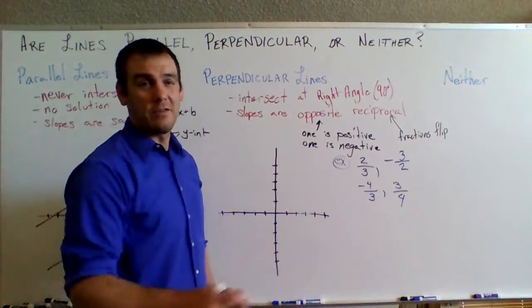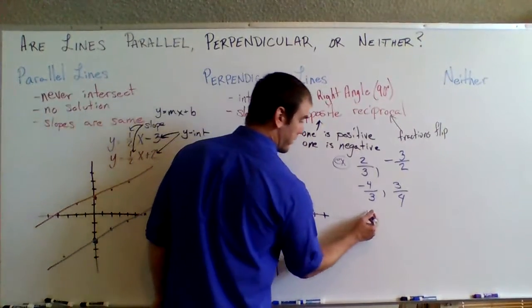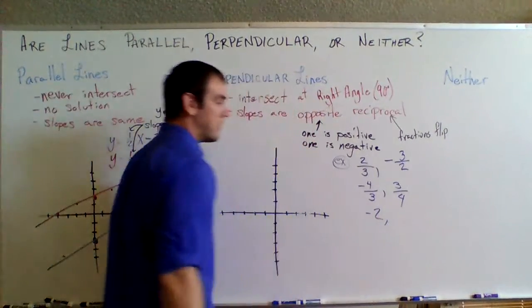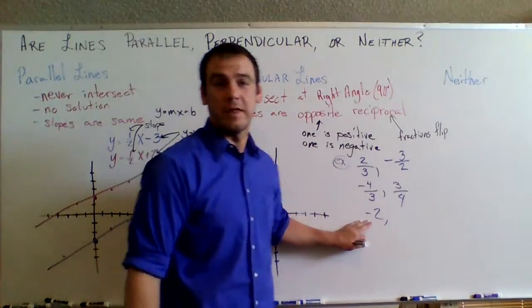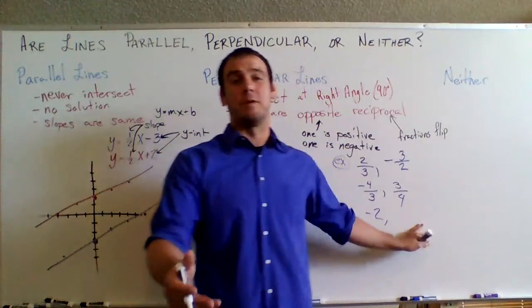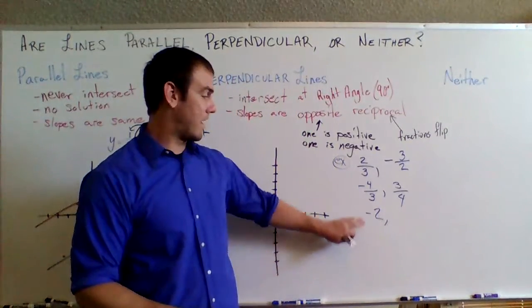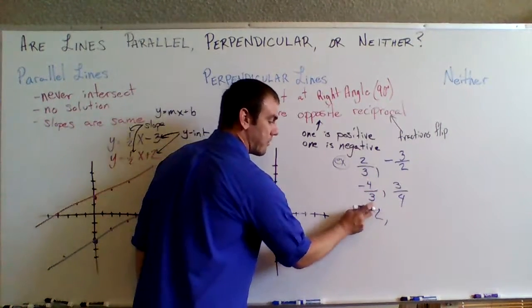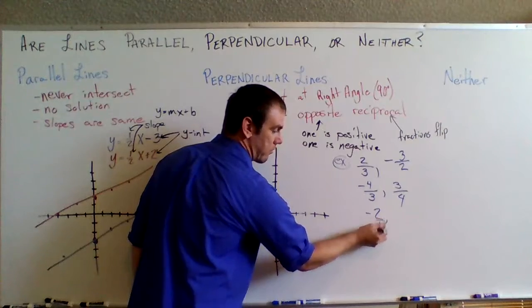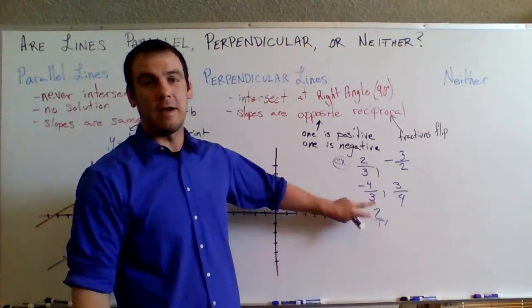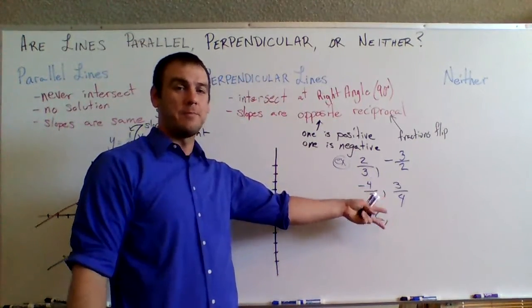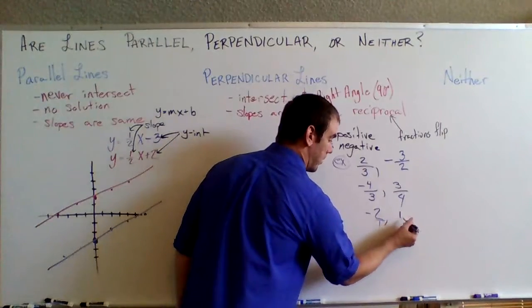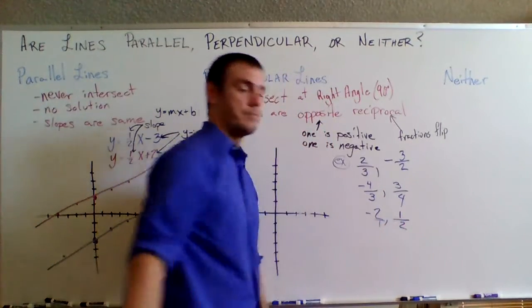Another example: let's look at negative 2. This number is negative, so my opposite reciprocal must be positive. But I don't see a fraction, so how would we flip this? Remember, you can always write negative 2 as negative 2 over 1. Now we have it as a fraction, we can just flip it, so it becomes positive 1 over 2.